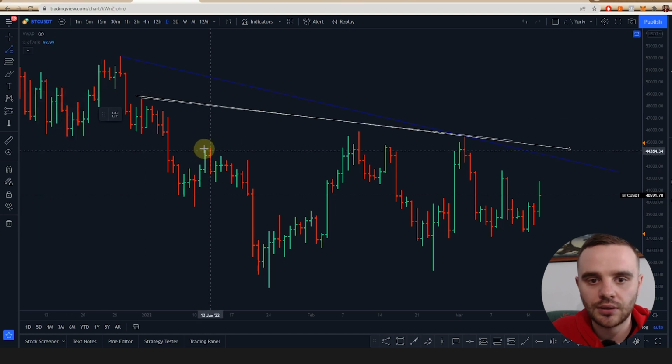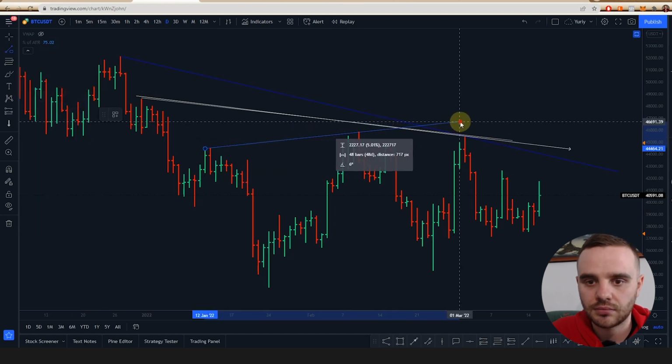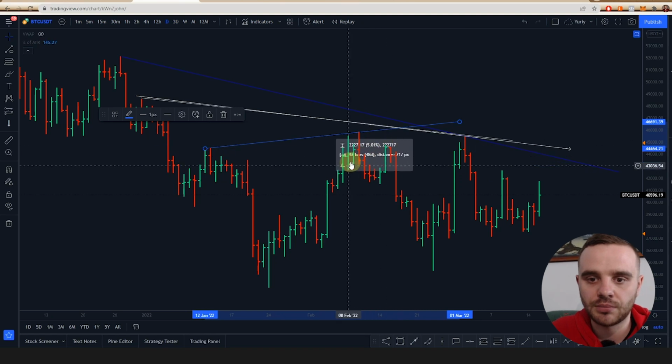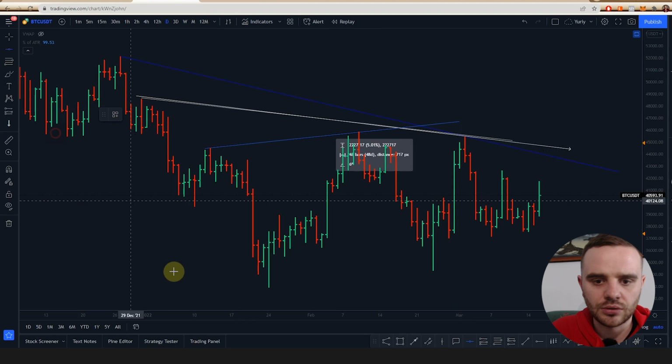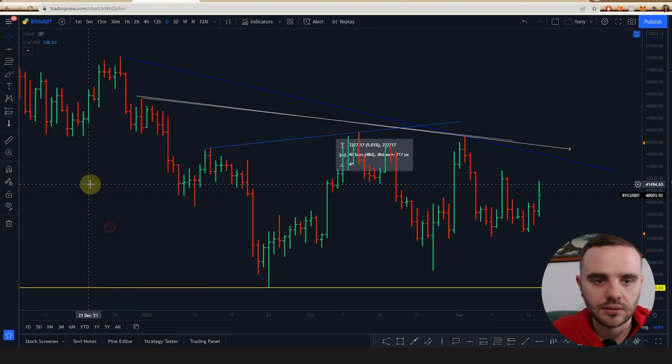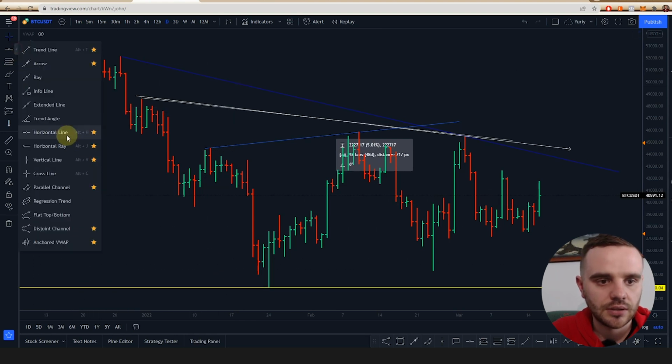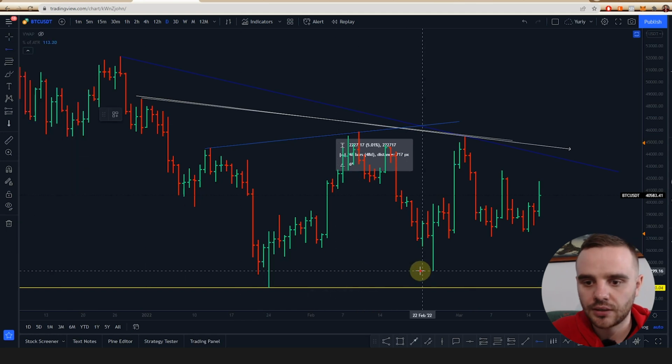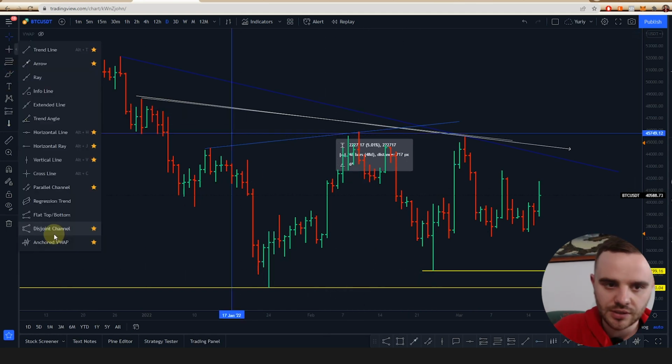In the 4 line, you can have all information about distance, all of that stuff. Horizontal line. What else? Horizontal ray. You can see all of this, how to use it.